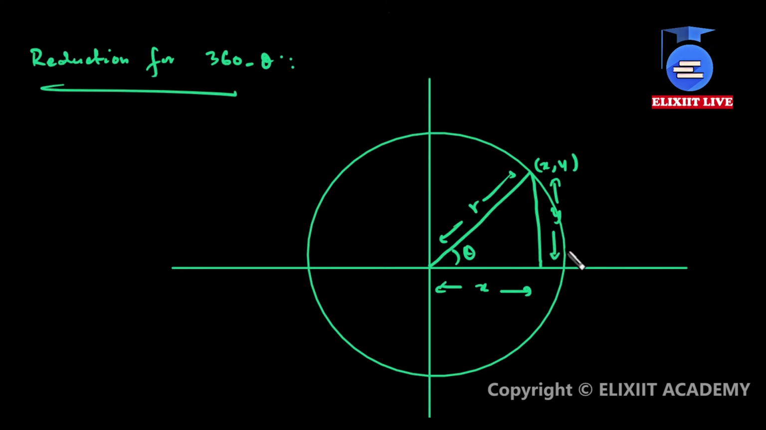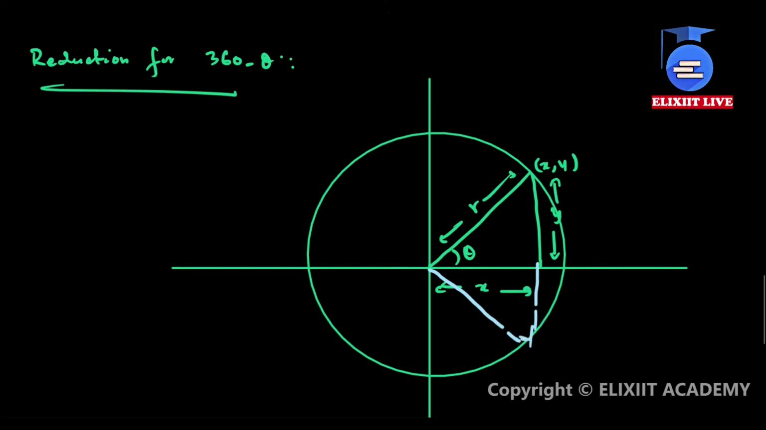Now locate where 360 minus theta is. A complete rotation is 360, so 360 minus theta will definitely be in the fourth quadrant. It's a fourth quadrant angle, something less than 360. So we have 360 minus theta somewhere over here. Not accurately drawn.